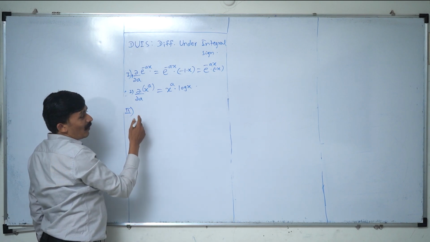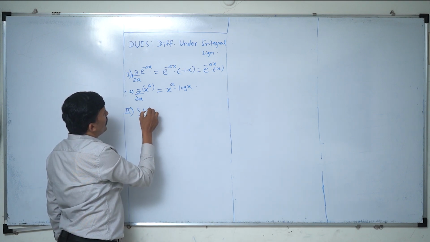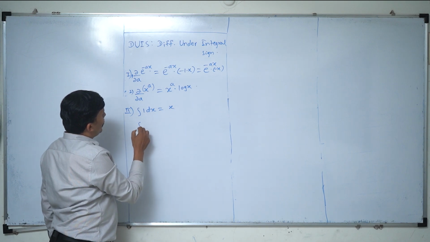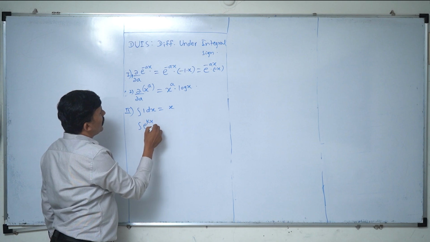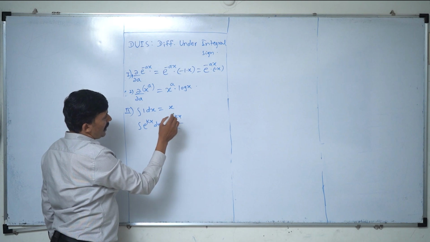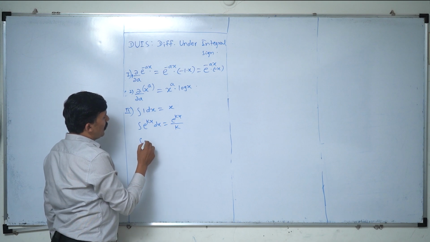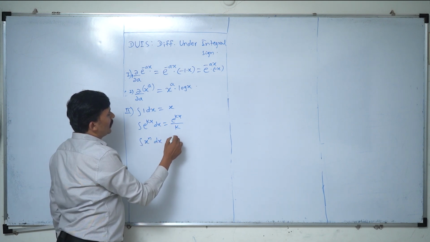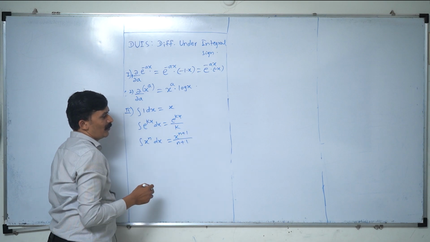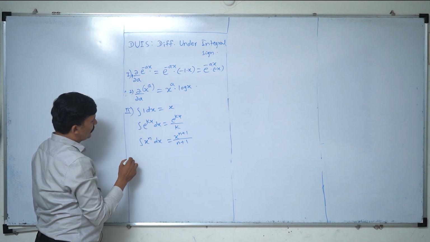Then second, we require some basic integrals. What is the integral of 1 dx? Integral of 1 dx is x. What is the integral of e raised to kx dx? E raised to kx upon k. Third one, integral of x raised to n is x raised to n plus 1 upon n plus 1. So we require these three integrals.